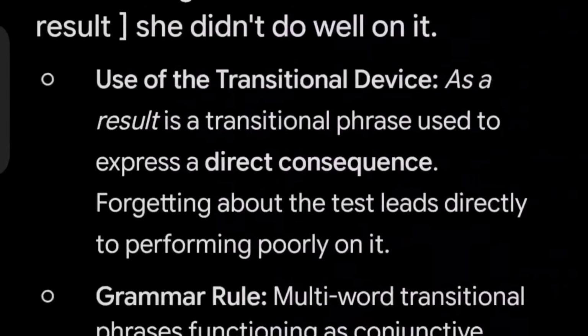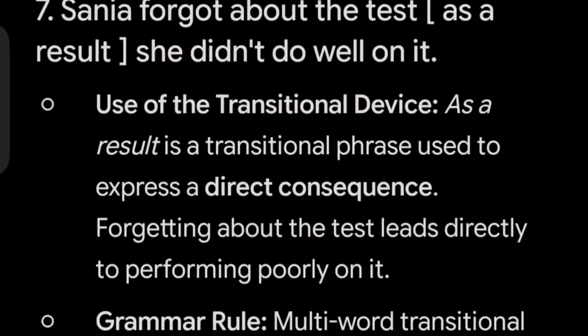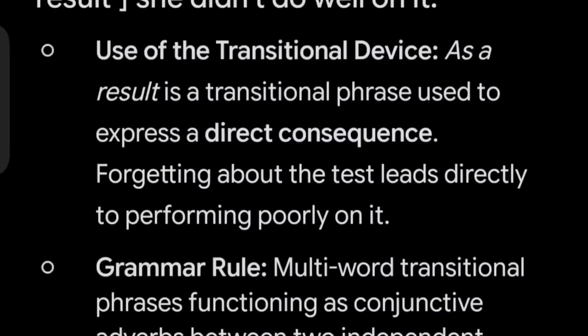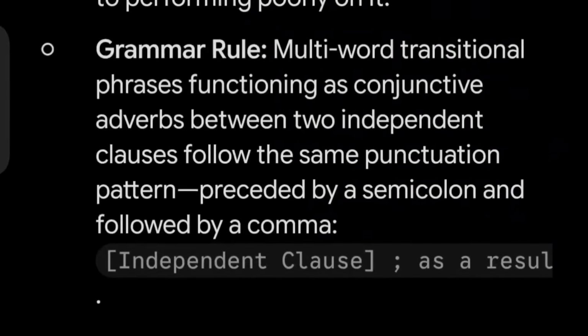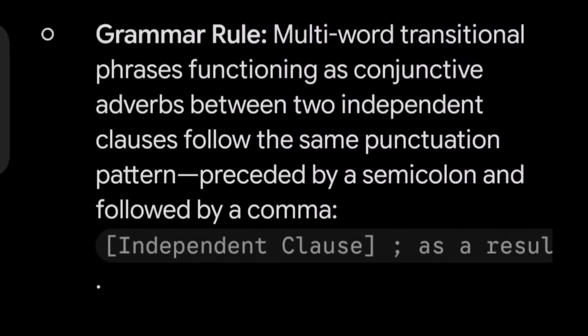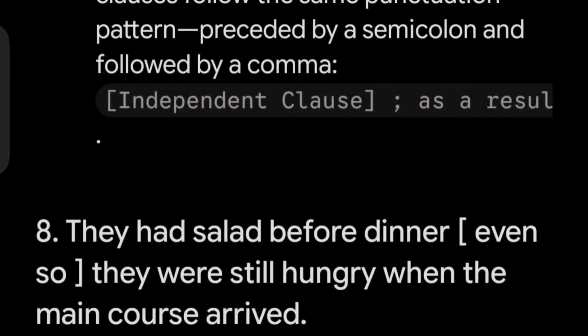7. Sonia forgot about the test. As a result, she didn't do well on it. Use of the transitional device: as a result is a transitional phrase used to express a direct consequence. Forgetting about the test leads directly to performing poorly on it. Grammar rule: multi-word transitional phrases functioning as conjunctive adverbs between two independent clauses follow the same punctuation pattern, preceded by a semicolon and followed by a comma: independent clause; as a result.